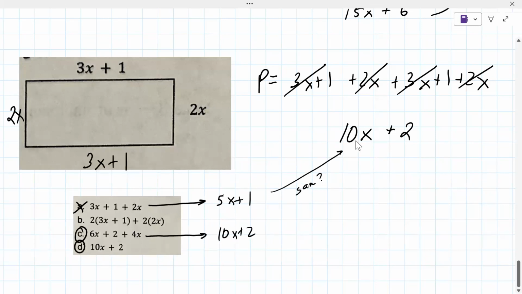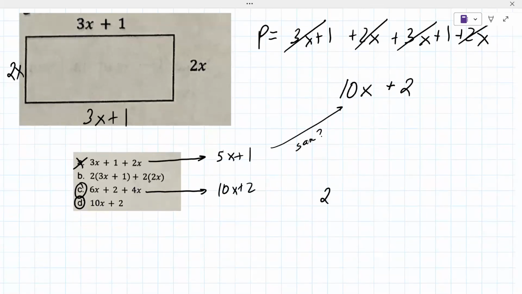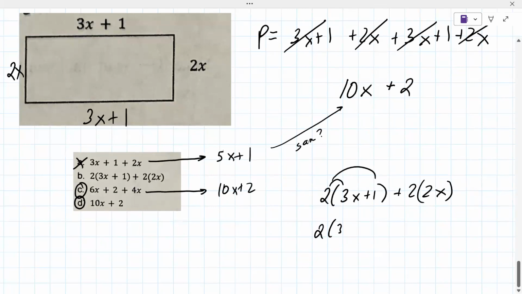Now B is kind of the oddity here. I think the best way to do it is to look at it the way we did in the previous problem, where we distribute this 2 to both of these. So it's 2 times 3x plus 2 times 1 plus 2 times 2x. So this becomes 6x plus 2 plus 4x.